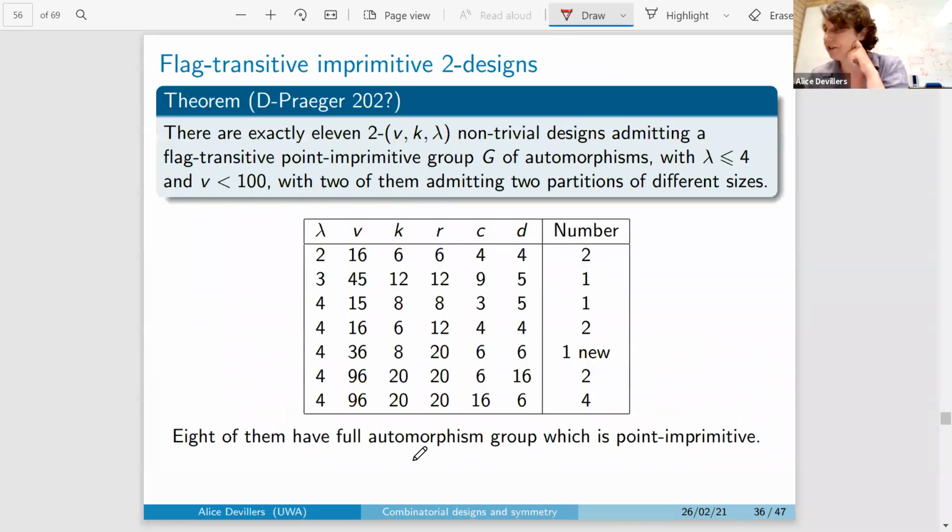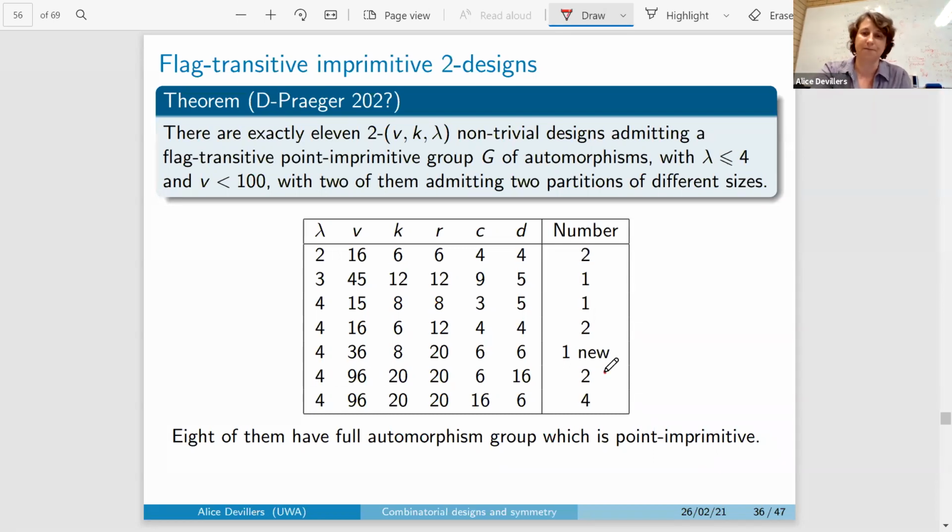And I'll just finish with showing what we found. So for V less than 100 and lambda 2, 3, or 4, we found these designs here that are in this table. There are 11 designs. In this table, it looks like it's 13, but it's because 2 of them appear several times. So these two here are also among these 4 there. So there's 2 different partitions with different C and D here.